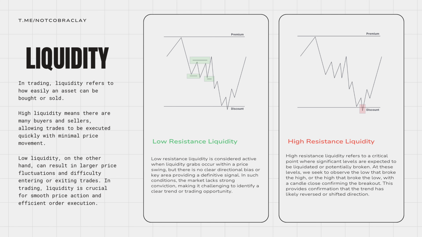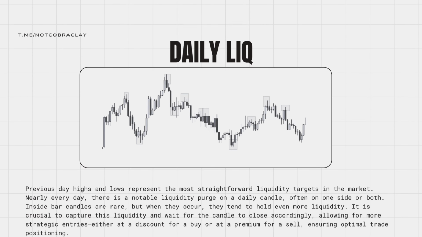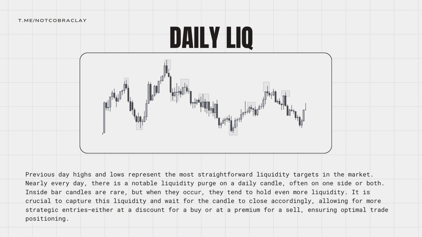So you have these two types of liquidities. The easiest type of liquidity is the daily liquidity. This is the daily time frame. Previous day highs and lows represent the most straightforward liquidity targets in the market. Either you turtle soup or you break out of it.